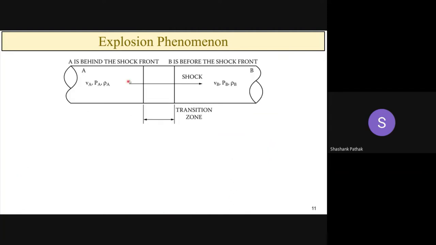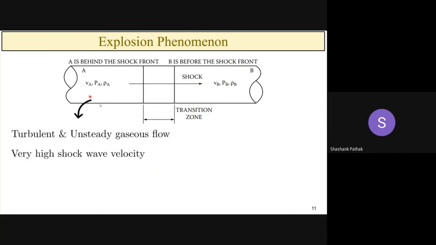Now it is the same figure. This zone is completely turbulent. There is an unsteady gaseous flow because of combustion. Gases have been produced, material has been burnt. So there will be a very high shock wave velocity in this particular zone. And in this particular zone, it is still a steady, unexploded state. Explosion has not happened here. And the particle velocity will be very small because the explosion has not yet reached here. So we are seeing this at a very micro level.